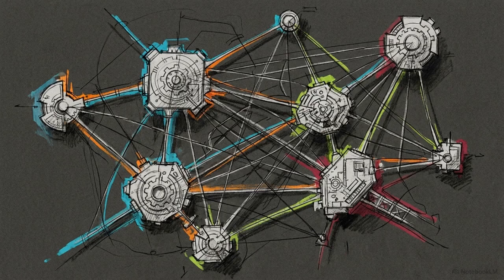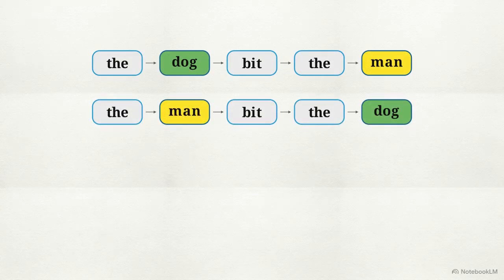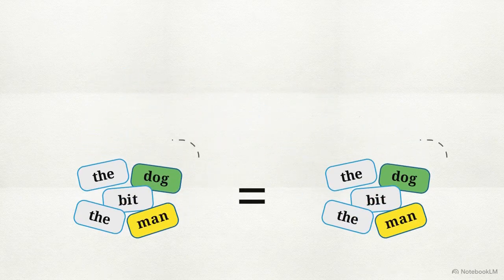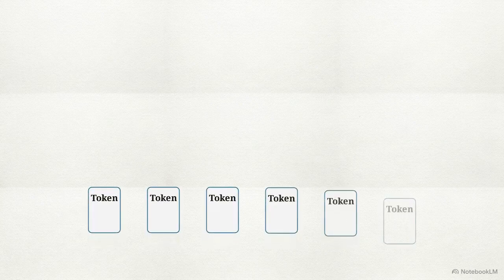In a simultaneous web, the model has no inherent sense of order. To a pure attention mechanism, the dog bit the man and the man bit the dog are identical because they contain the same set of words. To provide a sense of time, engineers injected a fixed mathematical signal into the token embeddings.